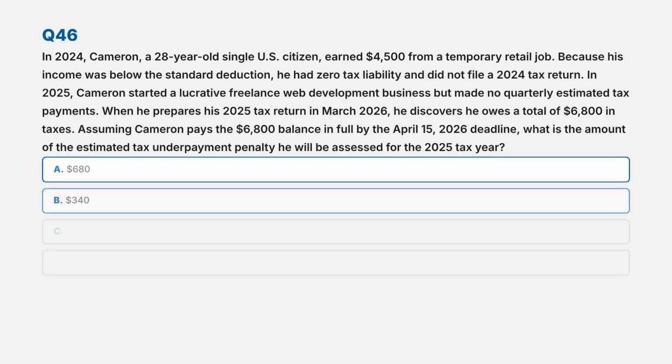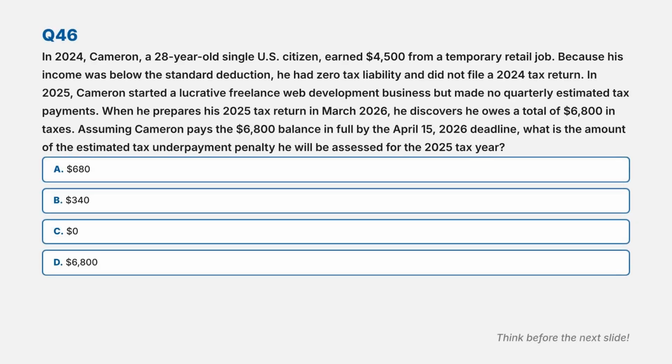Question 46. Here's the scenario. In 2024, Cameron, a 28-year-old single US citizen, earned $4,500 from a temporary retail job. Because his income was below the standard deduction, he had zero tax liability and did not file a 2024 tax return. In 2025, Cameron started a lucrative freelance web development business but made no quarterly estimated tax payments. When he prepares his 2025 tax return in March 2026, he discovers he owes a total of $6,800 in taxes.